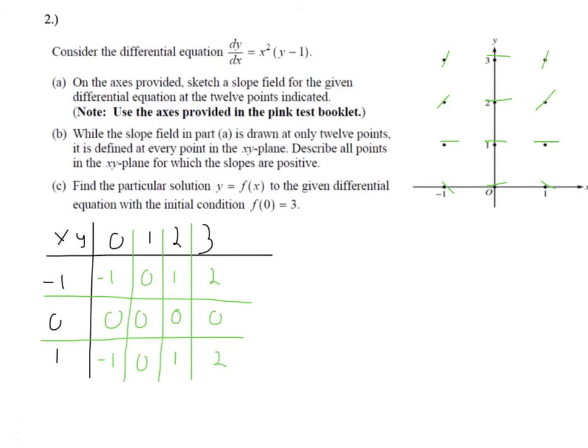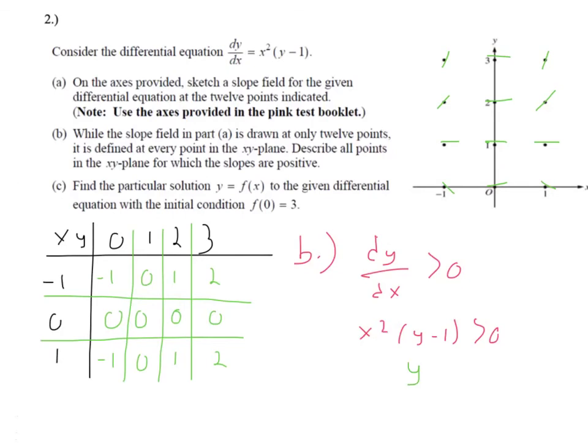And now for part B, what they're asking is when will all of the slopes be positive? So if I'm thinking about what my differential equation is, I want to know when this will be greater than 0. So when will x squared times y minus 1 be greater than 0? Well, x squared is always positive no matter what I plug in there, or 0, which is why we have all of these. So if I want to know when it's strictly going to be greater than 0, well, this part is always going to be either positive or 0. So we don't have to worry about that.